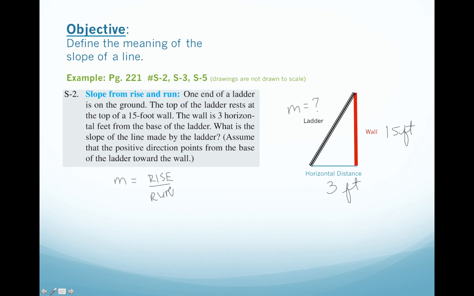So in this particular problem, we have the rise and we have the run. The rise is the 15 feet, so let's go ahead and substitute. The run is the 3 feet, we'll substitute. And we don't know what m is, so let's go ahead and bring it down. Now we can see that m is equal to 15 over 3, which simplifies down to 5 foot per foot, which is the slope of the ladder.